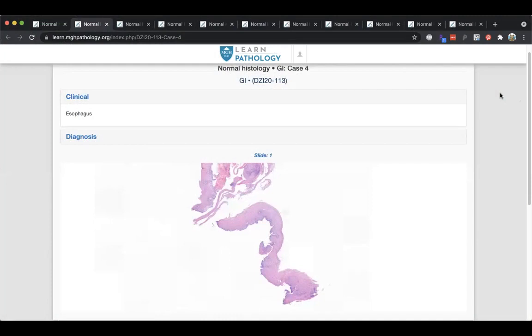In this video, we'll be going over the normal histology of the tubular GI tract, and we'll be looking at a combination of mucosal biopsies as well as full-thickness sections from resection specimens. We'll get started at the top of the tubular GI tract with the esophagus.